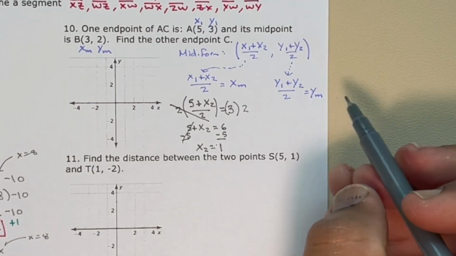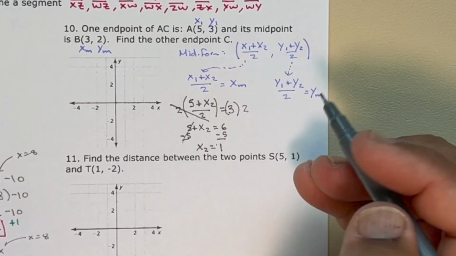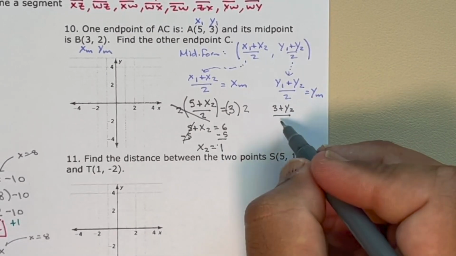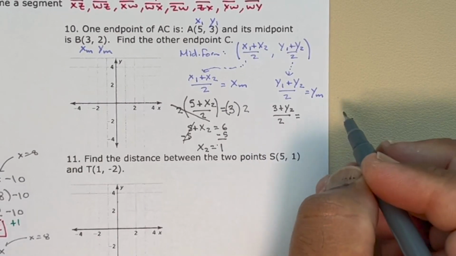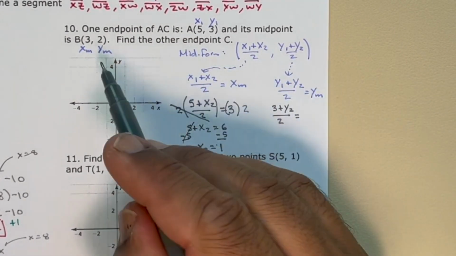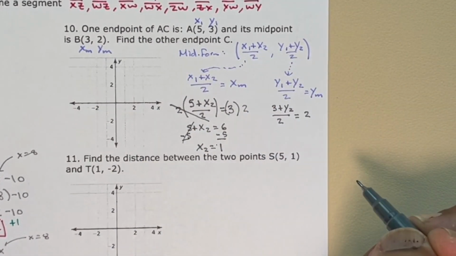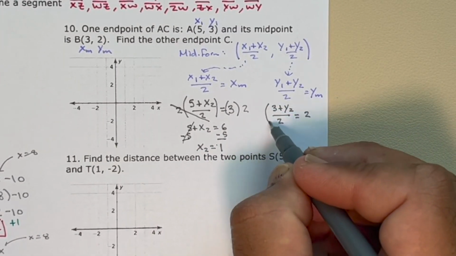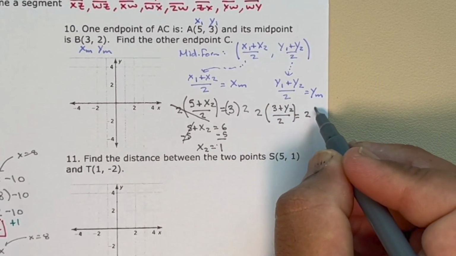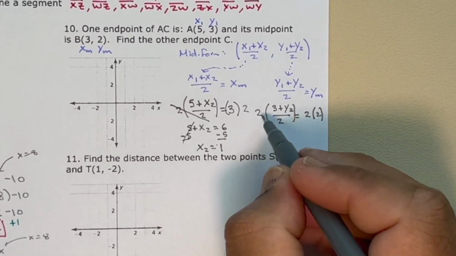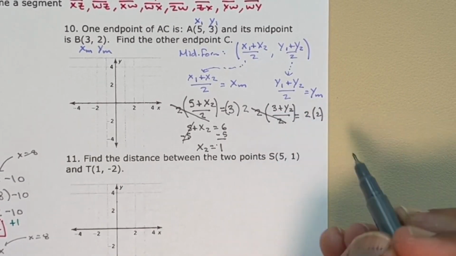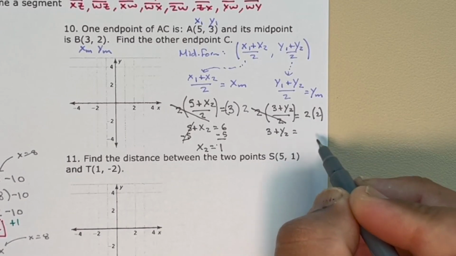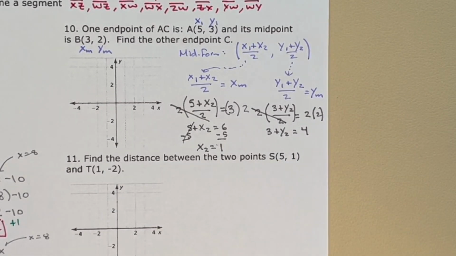If I go to the y side, my y1 is 3 plus y2 all over 2, and the y value of my midpoint is 2. So doing the same thing I did over here, I need to get rid of this dividing by 2. So I'm going to multiply the whole thing by 2. And I have to do that on both sides. So that these cancel out, and I just get what's on the top, which is 3 plus y2 equals 2 times 2, which is 4.